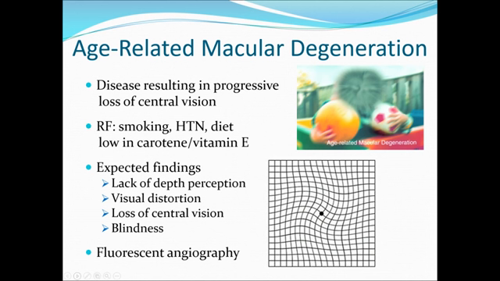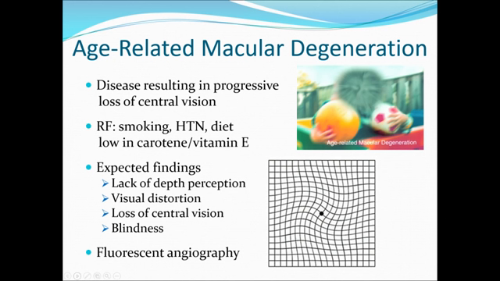Age-related macular degeneration is also a common vision disorder. You'll see it particularly in the older adult population. This is also a progressive loss of vision, but it's a loss of central vision. So risk factors: smoking, hypertension, diet low in carotene and vitamin E. Those are the things we know based on research.